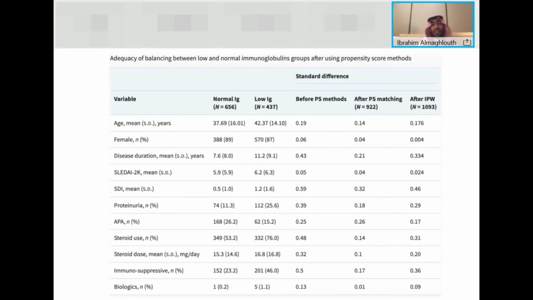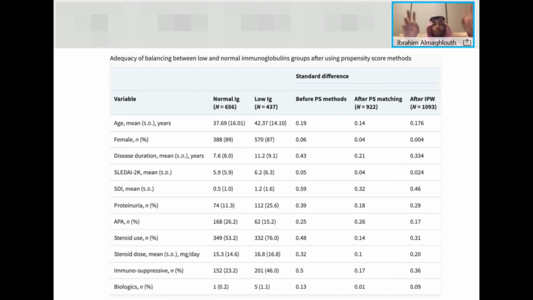Without going into the details, this first table reflects the impact of the propensity score on the study population. So for example, on the most important variables that we think might increase your risk of infection based on the literature review, you can see that there is a difference between patients who never had low immunoglobulin throughout their follow-up and those with low immunoglobulin in their follow-up. Because of that, for example, steroid use is different, immunosuppressive agents are different. And we look at the difference using something called a standardized difference, which is one of the ways to look at the difference between both groups.